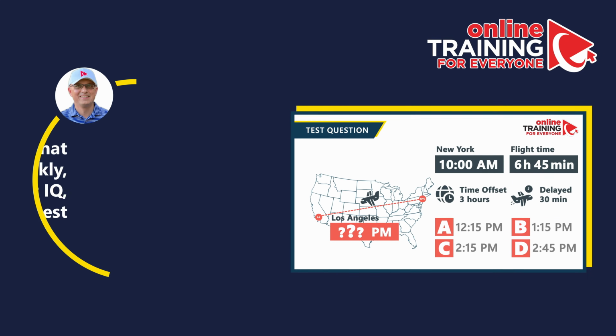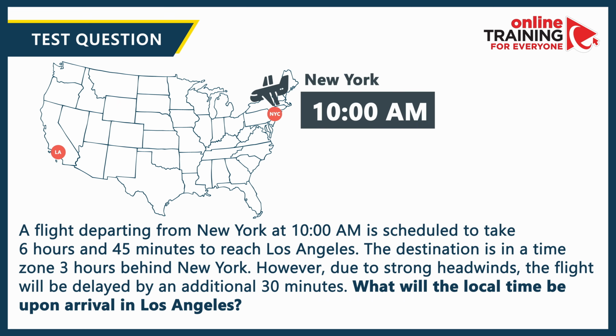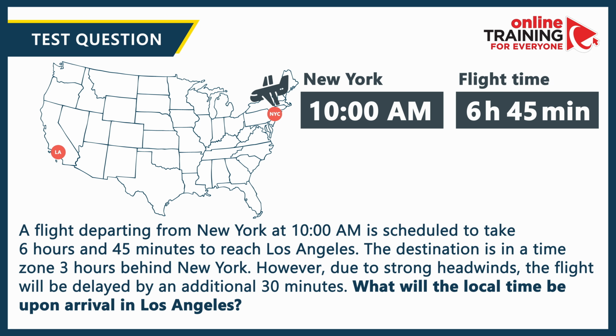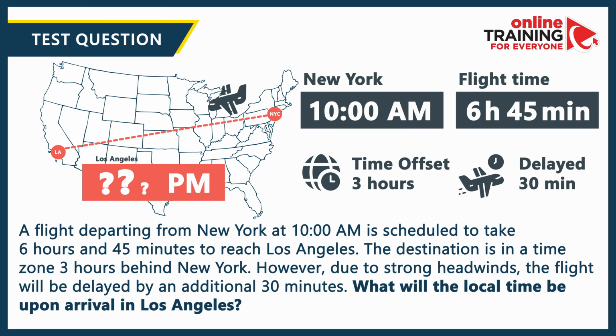Let's test your critical thinking with this fun and practical question. A flight departing from New York at 10 a.m. is scheduled to take 6 hours and 45 minutes to reach Los Angeles. The destination is in a time zone 3 hours behind New York. However, due to strong headwinds, the flight will be delayed by an additional 30 minutes. What will the local time be upon arrival in Los Angeles?